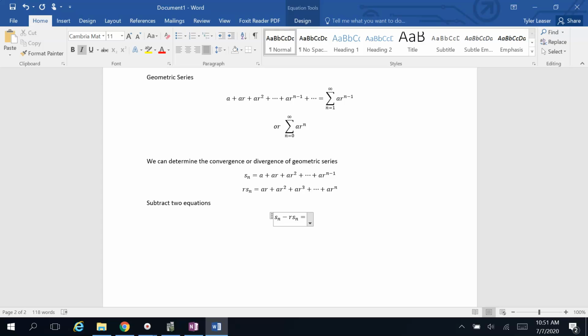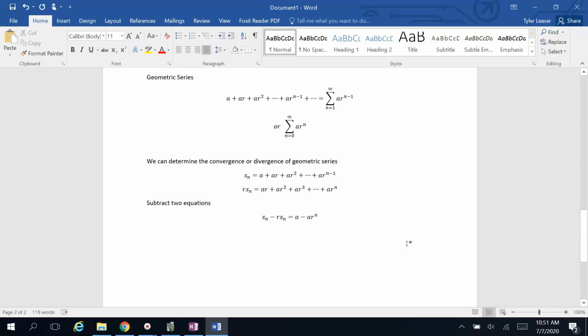And then if I subtract the right-hand side, some pretty cool stuff is going to happen. This a is just going to stay there because nothing will cancel out from that. But this term ar is canceled out by this term ar. The ar squared is canceled out. There's an ar cubed that cancels out. And even an ar to the n minus 1 cancels out with an ar to the n minus 1 here. The only term that's going to be left over in the bottom is that very last term, the ar to the n power.